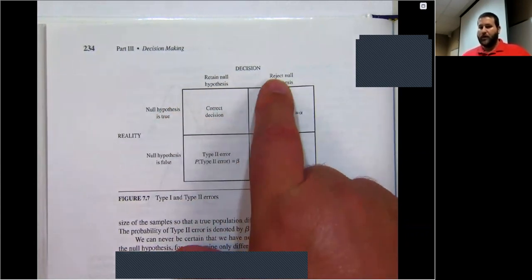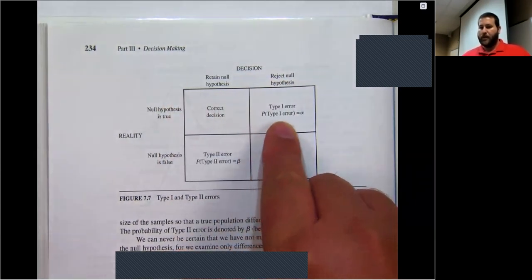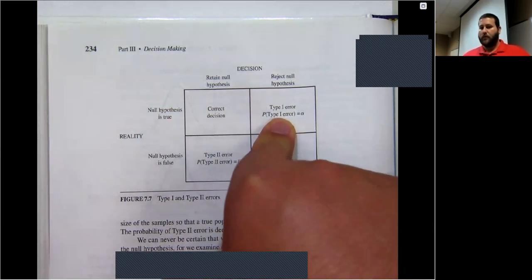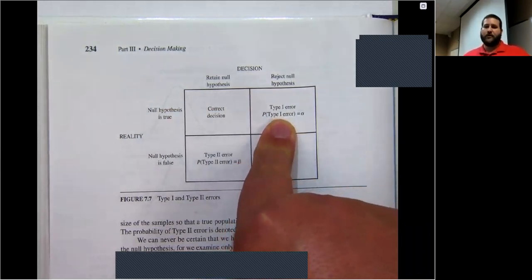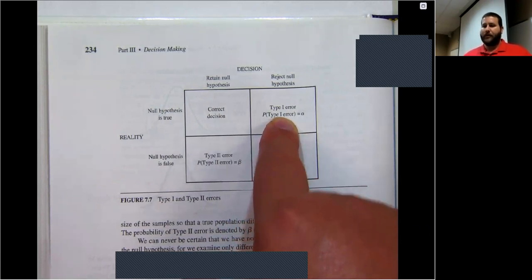If we reject the null, but the null is true, that's where we made what they call a type 1 error. And type 1 error is rejecting the null when it's actually true. So you say, like in the example we've been using, that there are differences between the groups, and there actually are not differences between the groups. Type 1 error is associated with alpha. So your type 1 error rate is the same thing as your alpha.